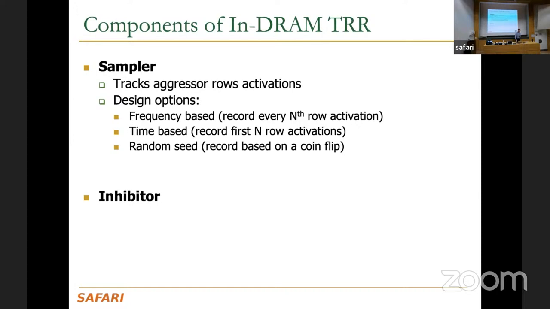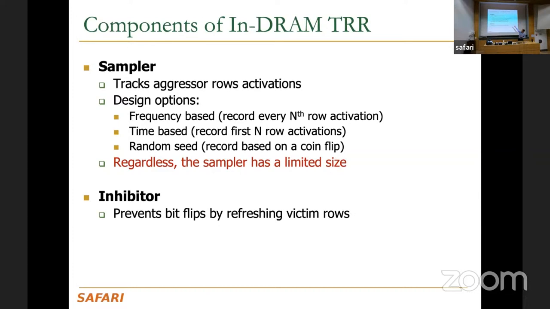It could be based on how you sample, basically. Do you sample every nth row activation? Or do you record the first n row activations? Or do you do it randomly, just like PARA would potentially do? So there are a bunch of design options here. Regardless of this, the sampler has a limited size. It doesn't matter what design option you choose, you have a limited size, and you can exploit that limited size to overflow the tables. The inhibitor, on the other hand, figures out which rows are activated a lot using the sampler and prevents bit flips by refreshing the victim rows.